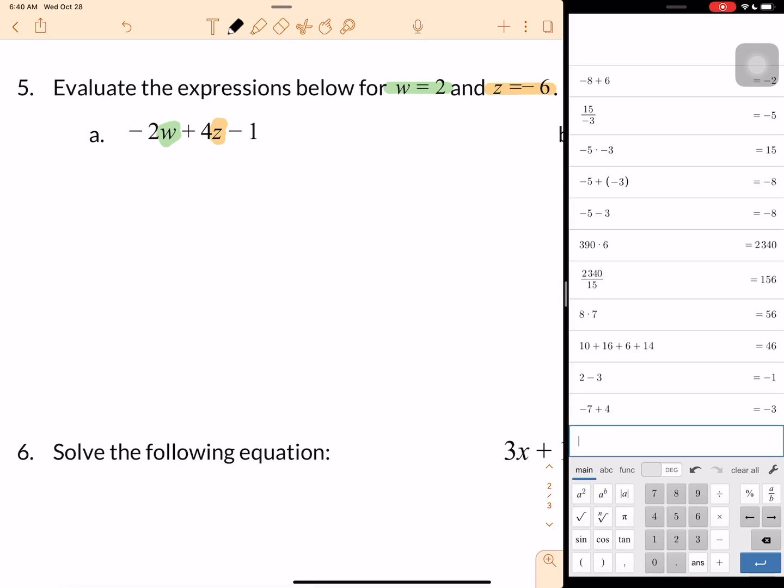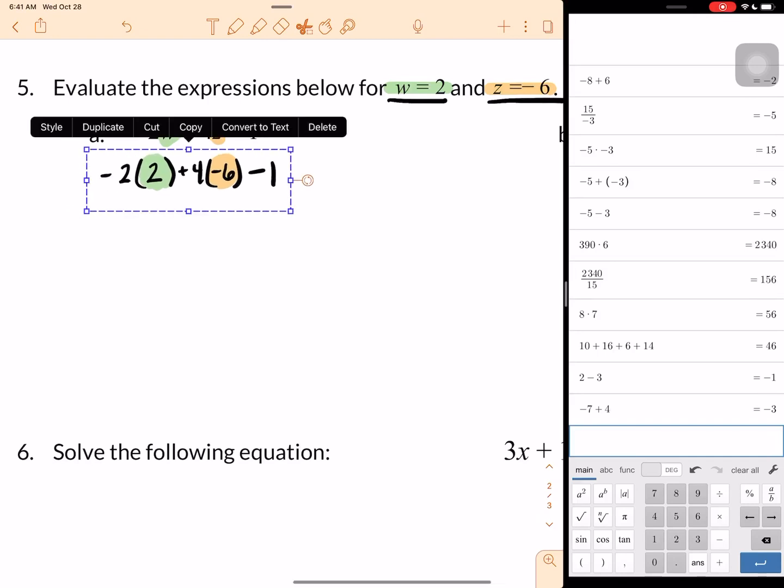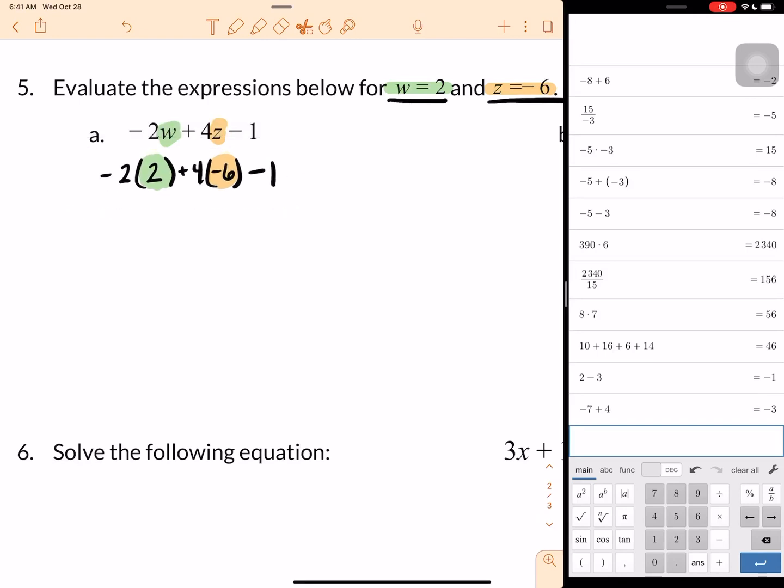So here I have negative 2, and instead of the w, I want to put whatever my w is equal to, which in this case is a positive 2 from up above, plus 4 times whatever my z is. So z in this case is negative 6. So I'm going to plug in a negative 6 there. And then I just have the minus 1. Okay? So you guys can see how I just rewrote the exact same equation, but I plugged in the numbers I know are equal to w and z.